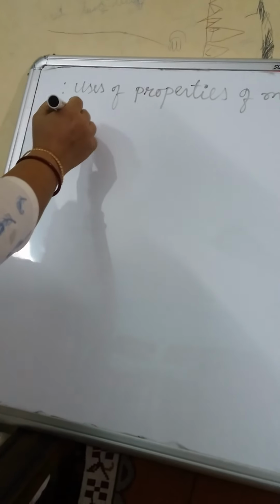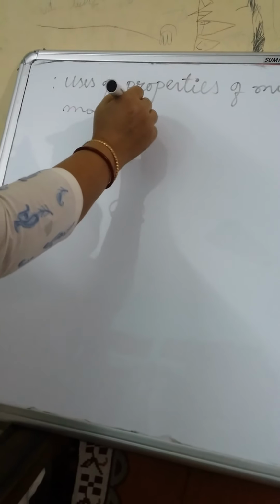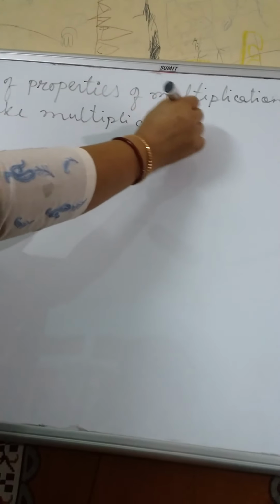In my last class, we studied properties of multiplication of integers. Now we will study what is the use of those properties. Those properties will make multiplication easy. How? I'll explain with the help of some examples.